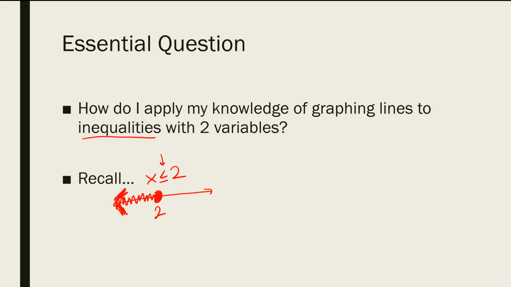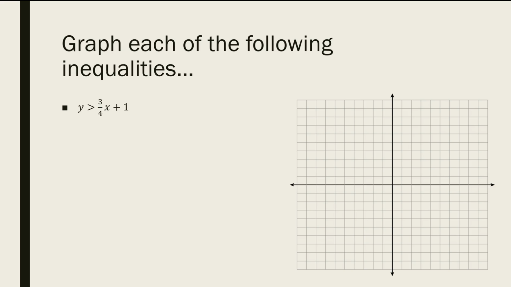If I had less than or equal to, then I would close the dot because x could equal 2. That's really going to help us with what we're doing today, because today we're now doing it in two variables. All right, I have an x, I have a y, but doesn't this thing look very much like a line? So as it turns out, in order to graph this inequality, I'm going to start by graphing the line.